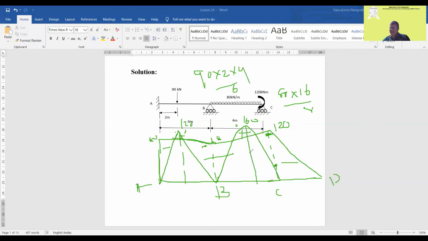Now with this we conclude today's class. In the next class also we'll see some of the problems on this stiffness matrix.